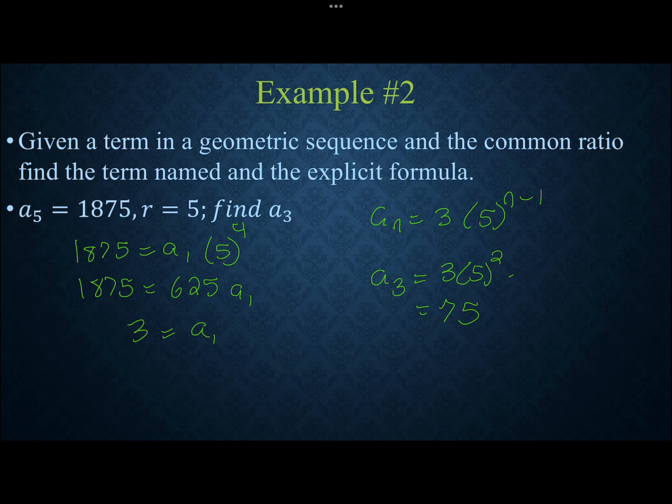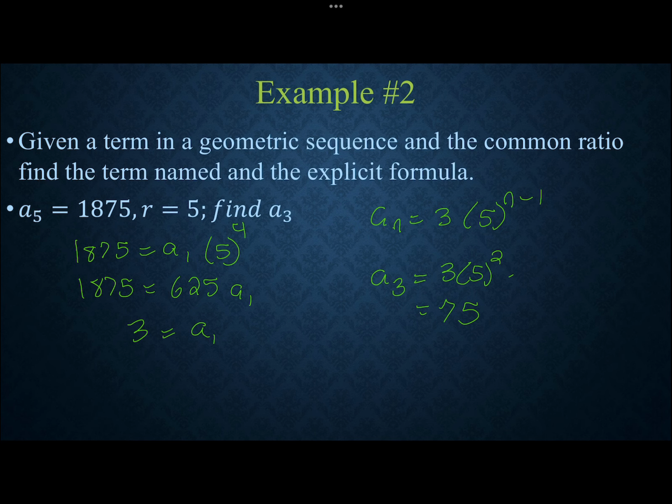And obviously, in this case, there's not very many terms. We could have just simply divided by 5 a couple times there. Because if a5 is 1875, divide by 5, that's a4. Divide by 5 again, that's a3. There's nothing wrong with that, technically. But again, like with the arithmetic sequences, they could give us absurd numbers, like a17 is this, find a29 kind of thing. We don't necessarily want to keep on multiplying and dividing and accidentally make a mistake.